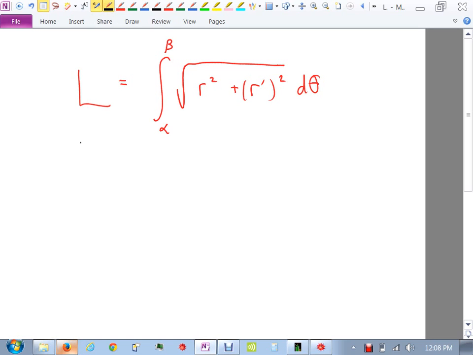Example time. Find the length of the cardioid r equals 1 plus sine theta. So what did I say was going to be the most challenging part for the area, and now I'm saying for arc length also? I mean, you know it's going to be an integral. You know you're going to have a formula for it.